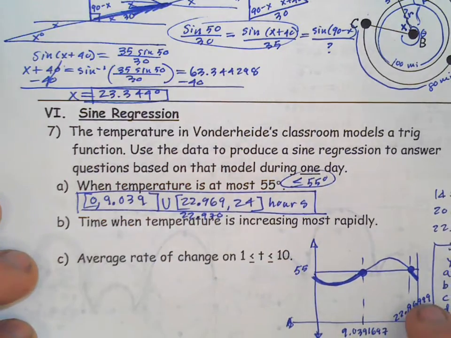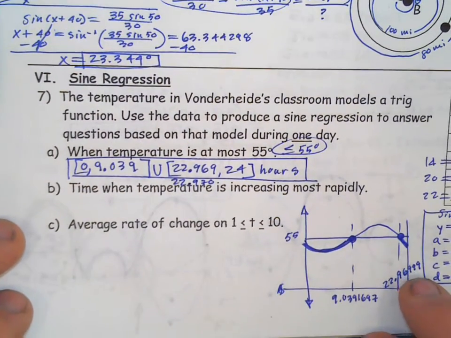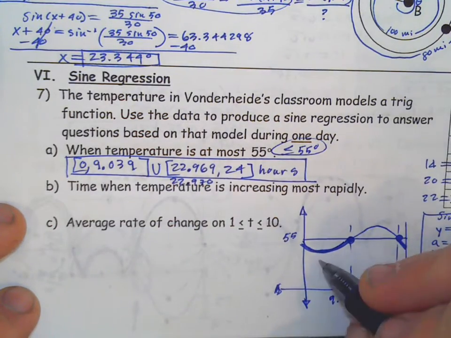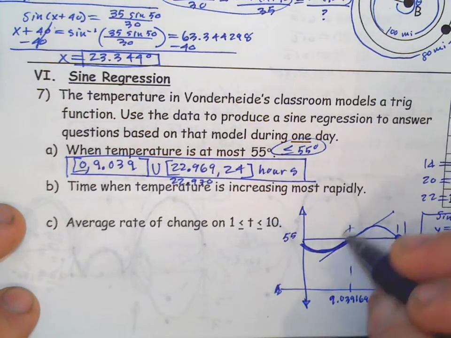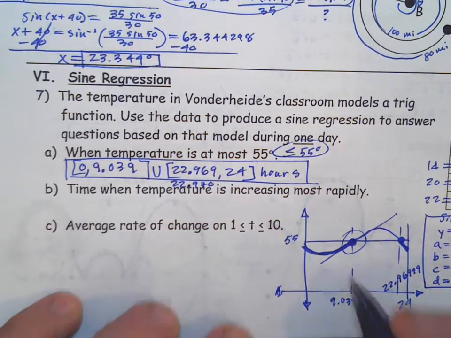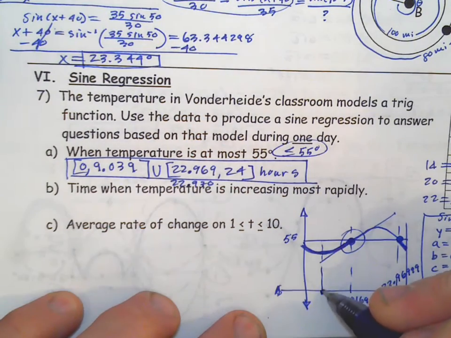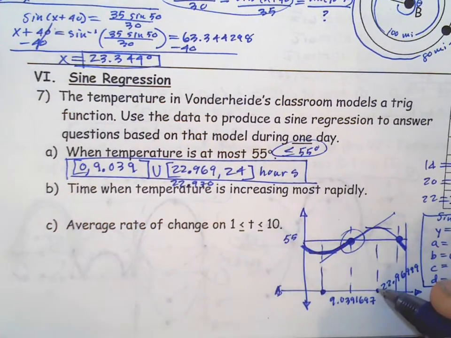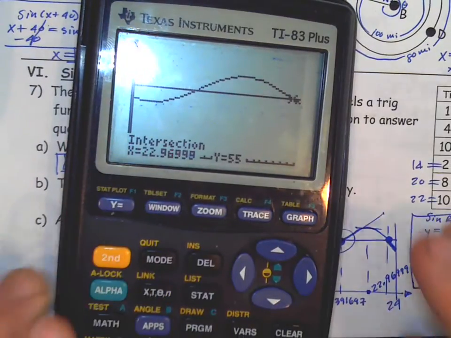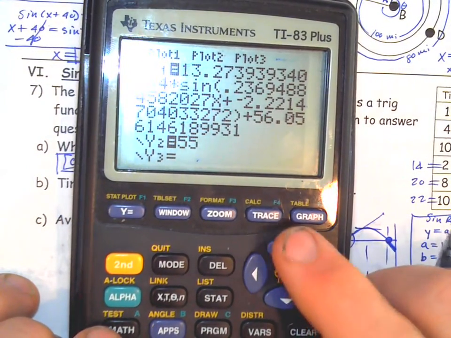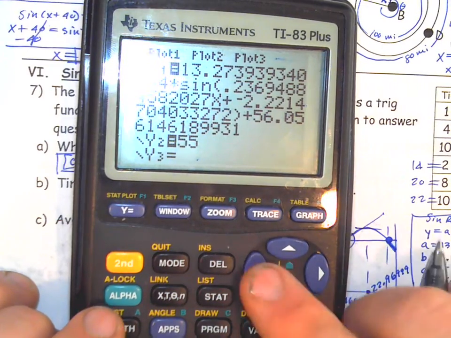Okay. The time and the temperature is increasing most rapidly. So that's when it's the steepest, which is probably somewhere around there. But what we're going to do is we're going to graph the derivative graph. Now, wherever the slope is 0, we're going to get x-intercepts. But we're going to trick it. So we're going to go to y equals. I'm probably just going to turn this guy off.